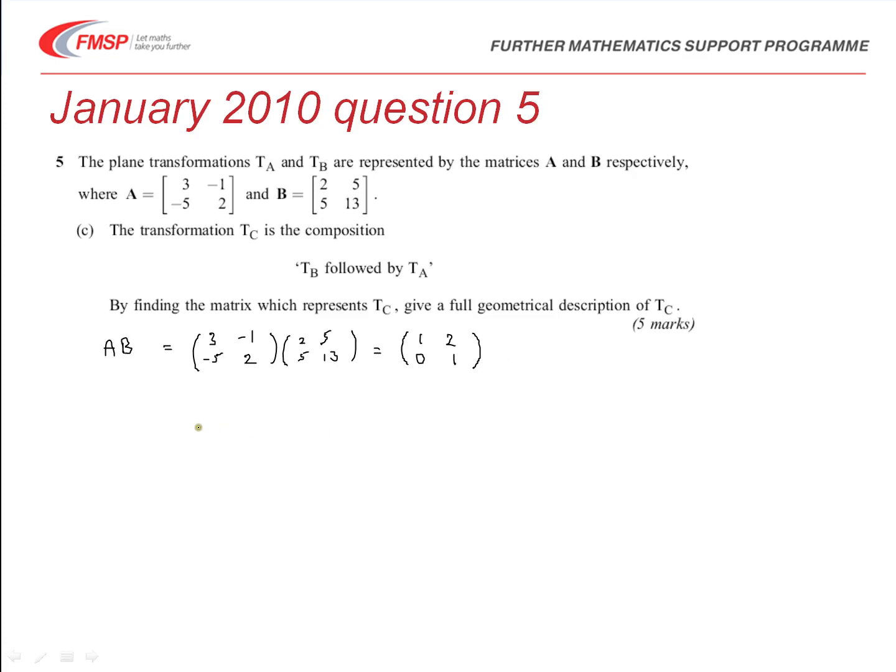Okay, then we've got to describe TC, this transformation. Key thing is then, we should recognise that this is the typical matrix form of a shear. To be a shear, there must be a line which is fixed, and that line is given, as we can see, the image of the base vector i is 1, 0, so it is i, so that means that the x-axis is fixed, so the shear is parallel to the x-axis.